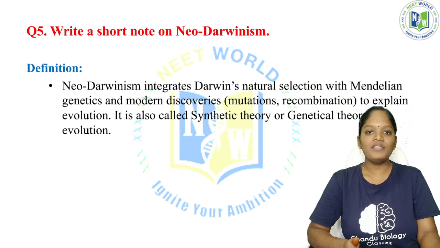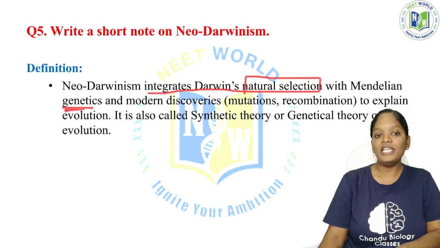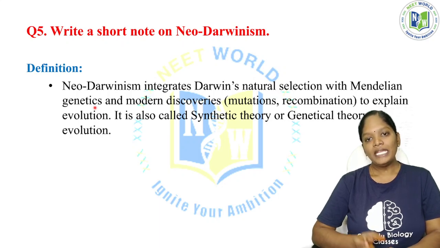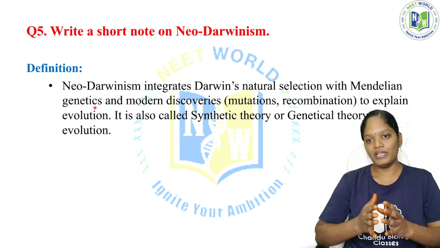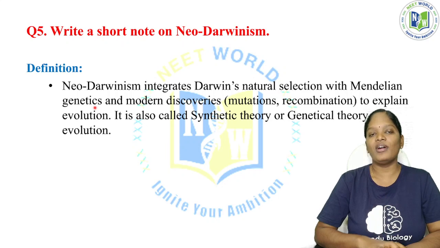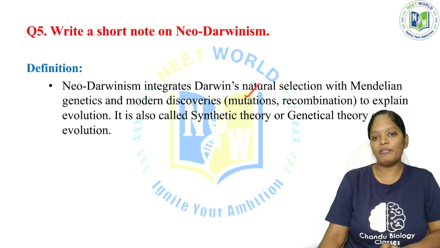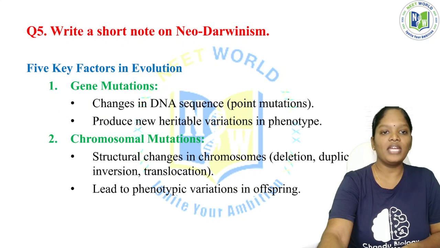Now, another question will be on neo-Darwinism. Neo-Darwinism integrates Darwin's natural selection with Mendelian genetics. Darwin's natural selection plus Mendelian genetics, together we can call neo-Darwinism. It uses modern discoveries like mutation and recombination to explain evolution. It is also called the synthetic theory or genetical theory of evolution. So that is neo-Darwinism.